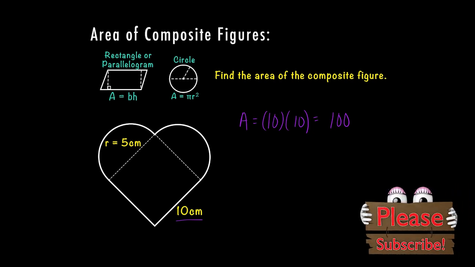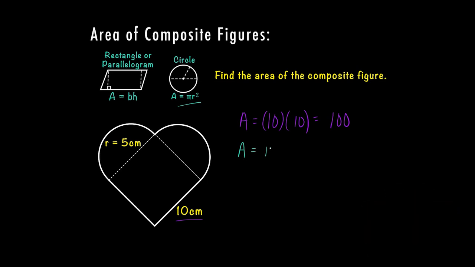Then I want to use the area of my circle to find that other portion. So that's going to be pi r squared, and r in this case is 5 squared. Now, normally when we're dealing with a semicircle, we need to divide our answer in half, but because we have two semicircles that form one circle, we're just going to use our formula pi r squared.